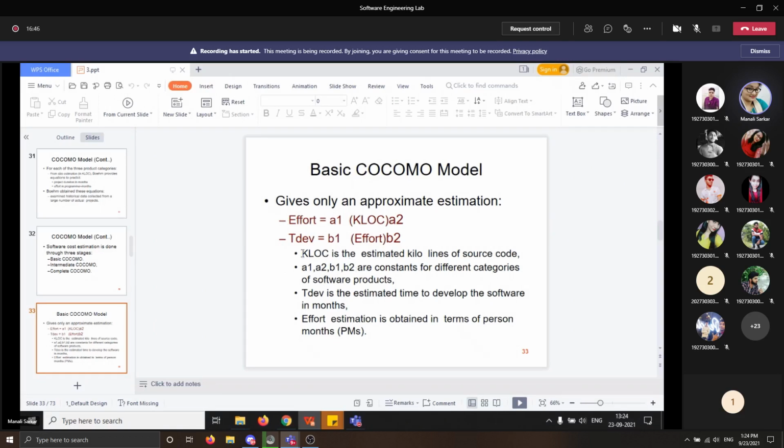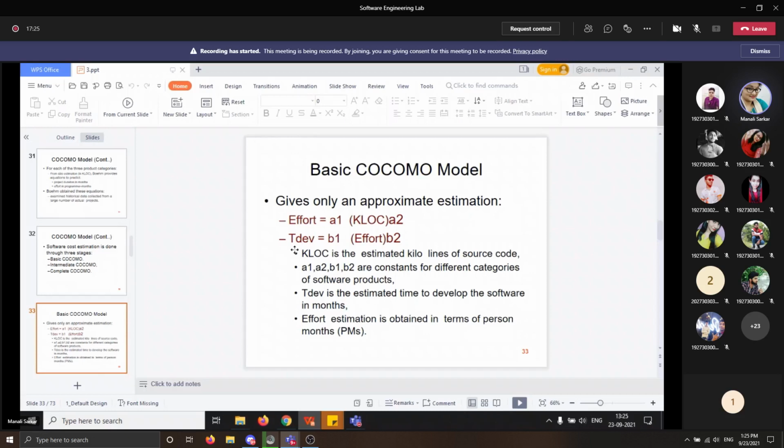See here, KLOC. In the last class we learned LOC. What is LOC, students? Lines of code. So KLOC means kilo lines of code. A simple data processing program may be classified as semi-detached if the team members are inexperienced in developing similar products. For the three product categories, Boehm provides different sets of expressions to predict the effort and development time from the size estimation given in kilo lines of code.